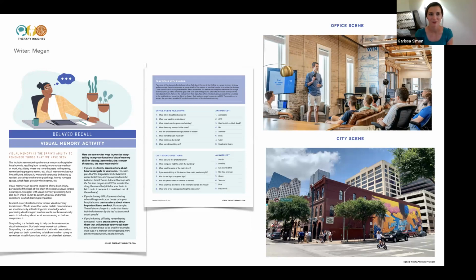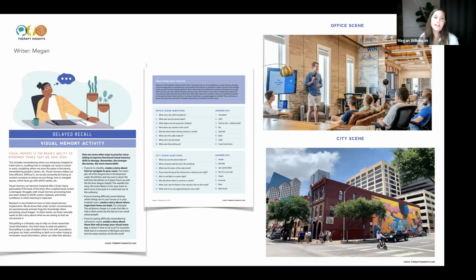All right, and we're going to go to our final resource for the month, which is Delayed Recall Visual Memory Activity. And it is a 3-page handout. It has some pictures on the last page and then some descriptors on the first page. Megan, if you can tell us more about this.